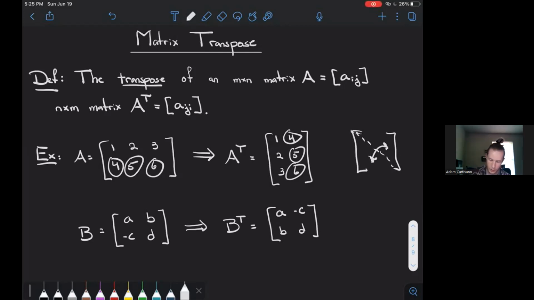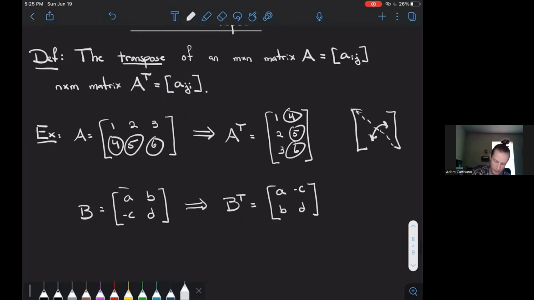And just do one more example. In the case where you have a square matrix, the main diagonal stays put, and the off diagonals all switch. They reflect across the main diagonal like that.